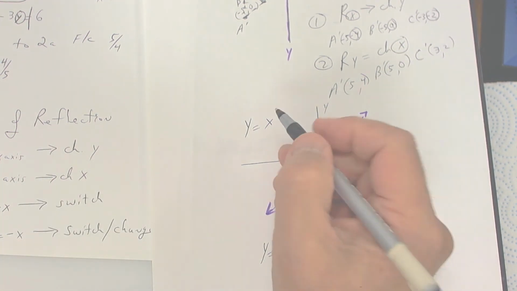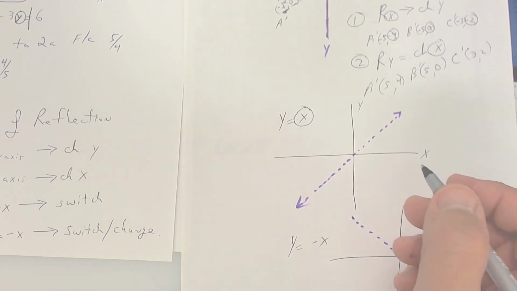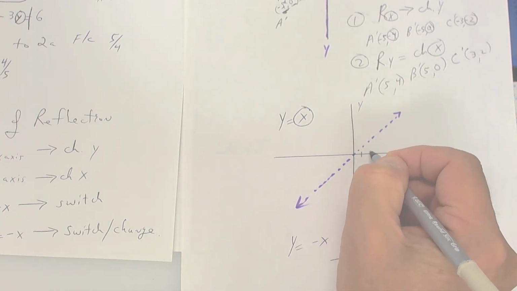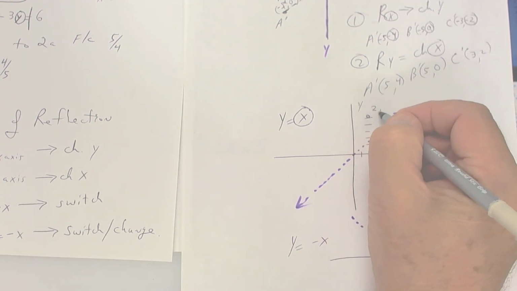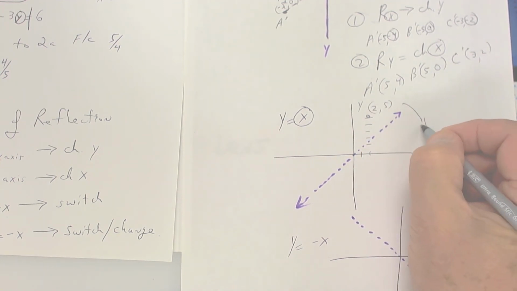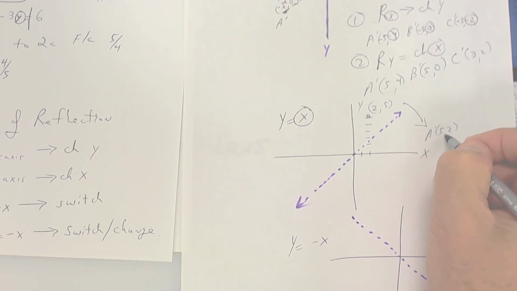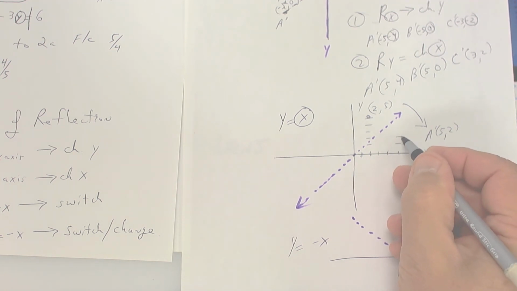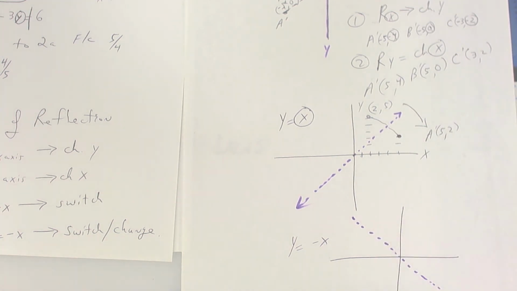For this one, you switch. So if the point is, let's see, over 2, up 1, 2, 3, 4, 5. So if the point is (2, 5), you switch them. And the new point, A prime, would be (5, 2). You switch them. So over 5, 1, 2, 3, 4, 5, up 2 is here. And you can see that the distance from here to here should be equal to that distance. Now again, I'm not using graph paper, but that's how you do it.